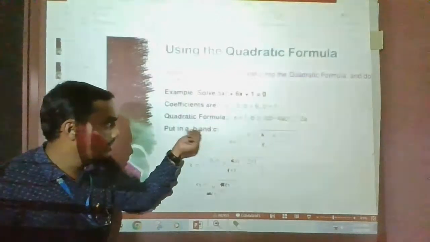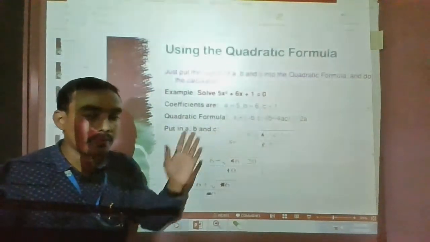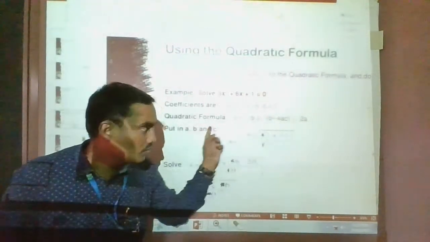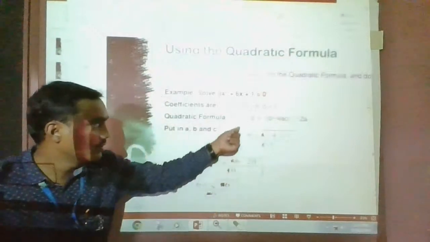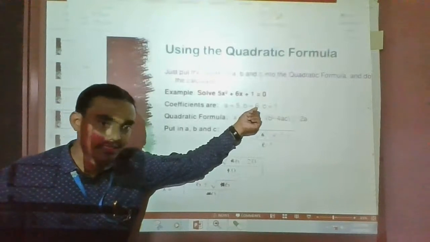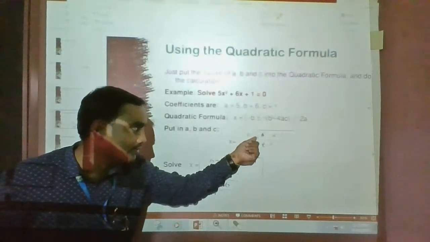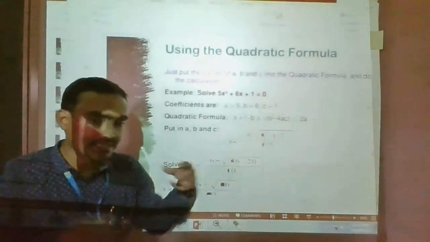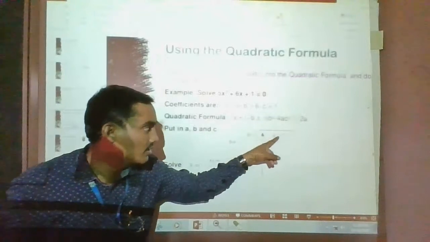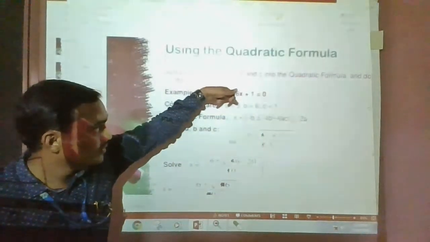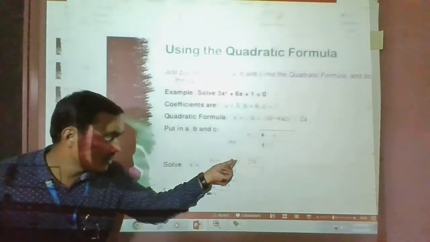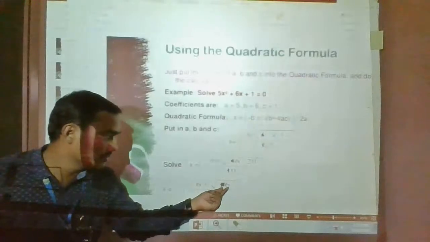Already you know the formula: x is equal to minus b plus or minus root b square minus 4ac, whole divided by 2a. In the formula minus is already there, so our b value is 6, minus 6. Now plus or minus root, b square: 6 square is 36, minus 4ac. 4 as it is, value of a is 5, 4 fives are 20, c value is 1, 20 ones are 20. 36 minus 20 becomes 16.